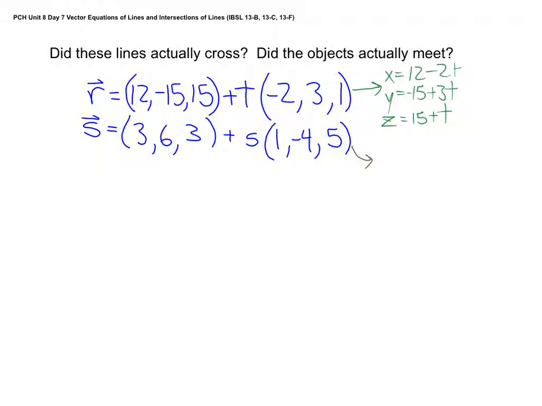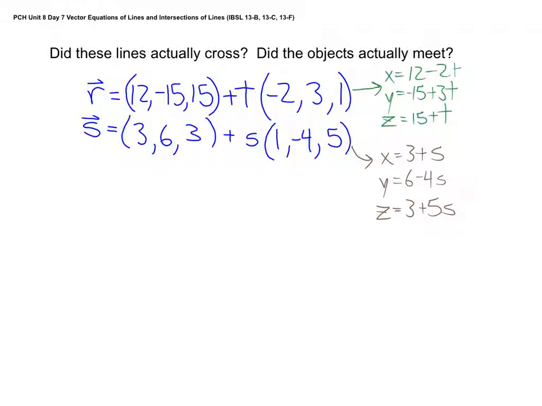Now, for line S. X equals 3 plus s. Y is 6 minus 4s. Z is 3 plus 5s.